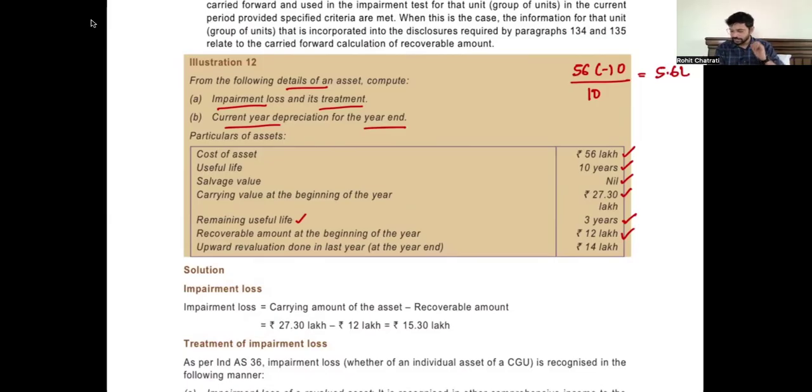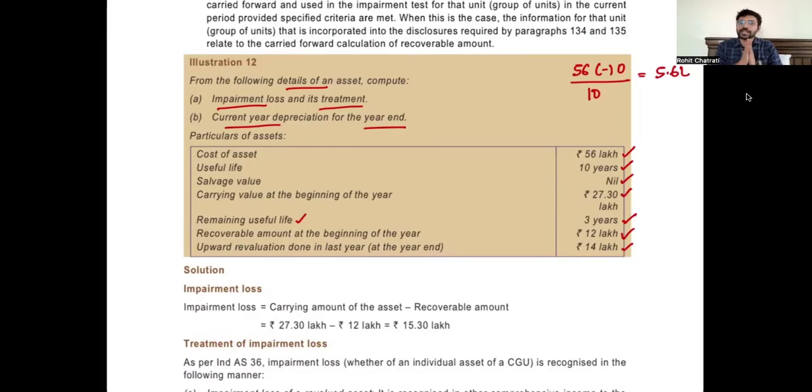There's additional information given, which is upward revaluation done in the last year, at the year end, of 14 lakh rupees. There was an upward revaluation carried out at the end of last year, equal to 14 lakh rupees. An upward revaluation basically refers to a revaluation gain being recognized. In the previous year, a revaluation gain was recognized to the tune of 14 lakh rupees.